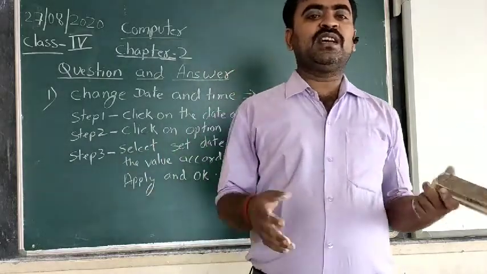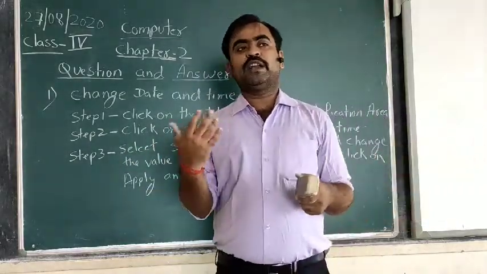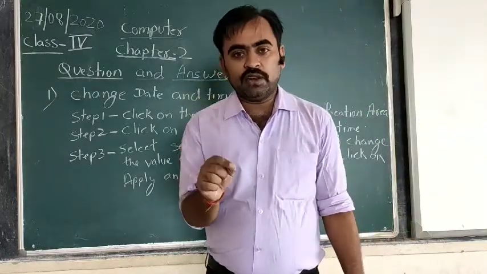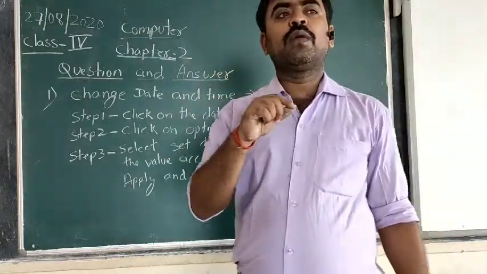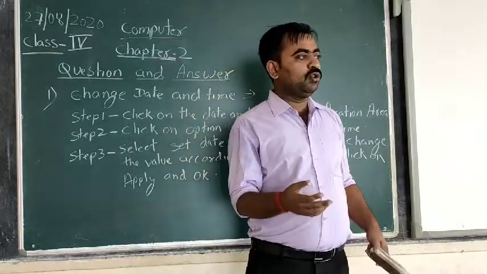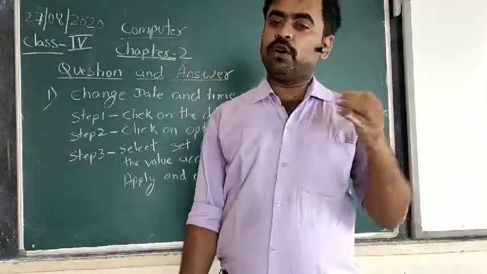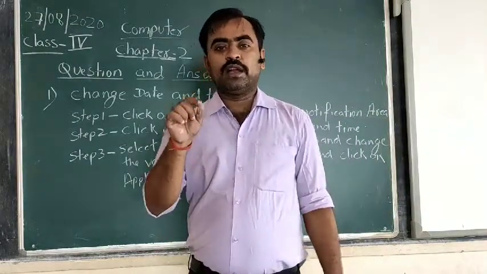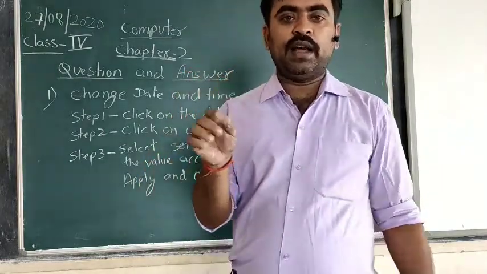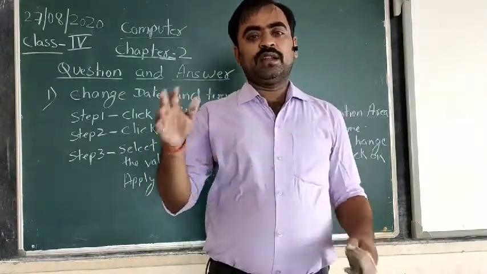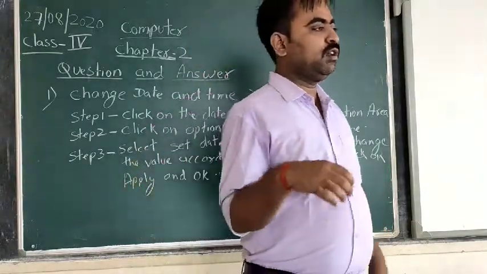Either you can get the message change date or time, or you can get the message set date and time option given there. Click on that and then you change the value according to yourself. Change the value of calendar and the clock according to yourself, and then first of all click on apply, and then you click on OK button, and you can see the date and the time of your system will be changed.